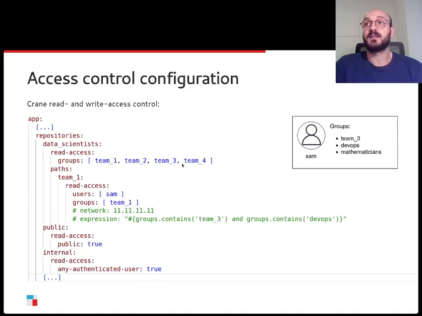Then Crane will check the Team 1 subpath rules, and there Sam will get access not because of the groups property, because he's not in the Team 1 group, but because of the users property, as he is part of one of the users defined there, namely Sam. And thus, Crane will then give him access to the file or subfolder inside the Team 1 path.